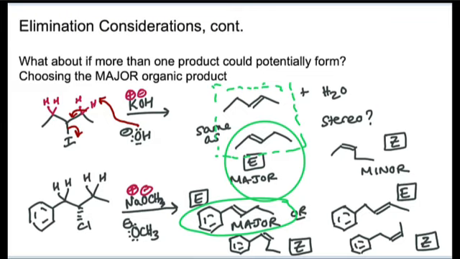And so that's an electron delocalization argument or conjugation argument. If you were asked to explain why you chose that as your major organic product, you would have to include an argument that involves electron delocalization, which leads to stability.